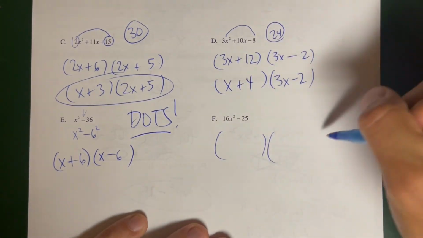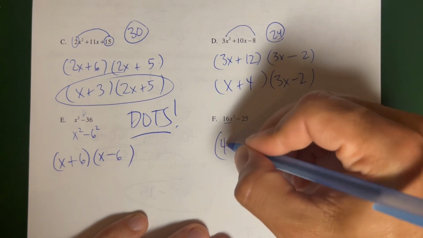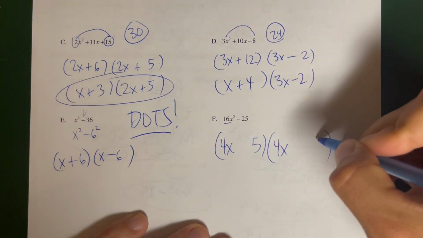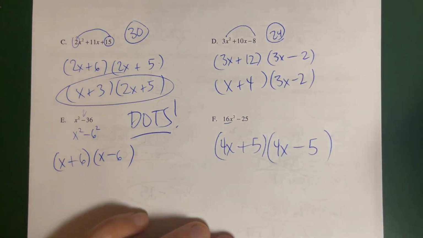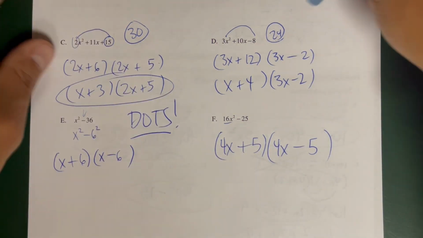Same thing for this one. Difference of 2 squares. Out in the front is a 16x squared, so it's going to be 4x times 4x. Remember, these have to be the same. 5 times 5 is 25. One is plus and one is minus. Okay? Let's turn it over.